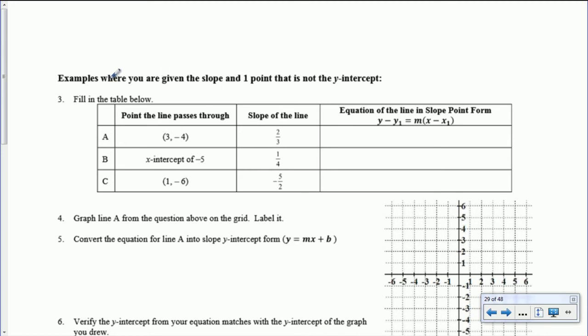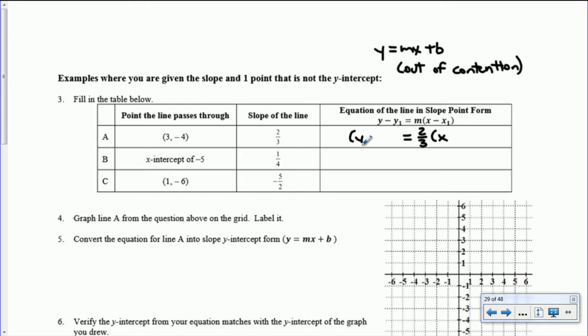So we're given the slope and one point that is not the y-intercept. Obviously if it's not the y-intercept we can't use y equals mx plus b, so that's out of consideration. But we can use this if we have a point that is not the y-intercept. So this is the point slope form. The line passes through 3, -4, and the slope is 2 over 3. So 2 over 3 goes there. That's pretty straightforward.